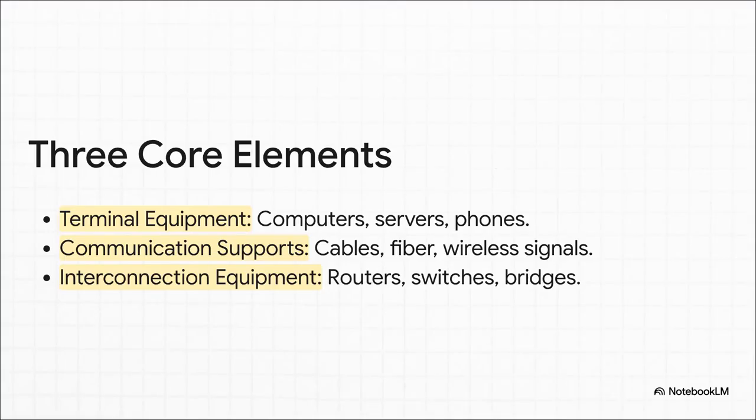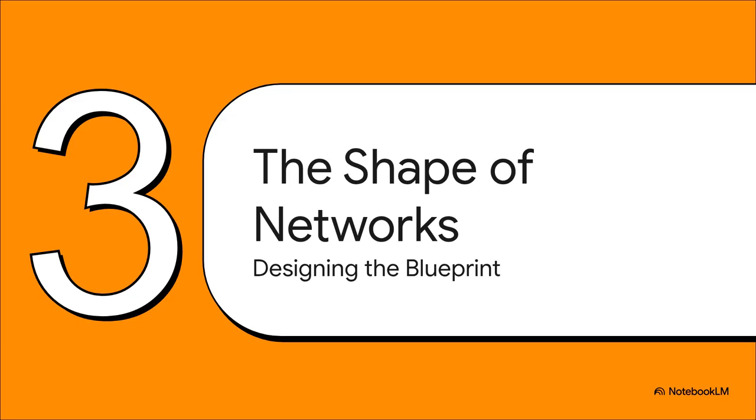You can basically break any network down into three core pieces. First, you've got the terminal equipment. That's your device, your computer, your phone. Second, there's the communication supports. These are the actual roads, like fiber optic cables or Wi-Fi signals. And third, you have the interconnection equipment. These are the routers and switches that act like traffic cops for the digital world, deciding exactly where your data needs to go.